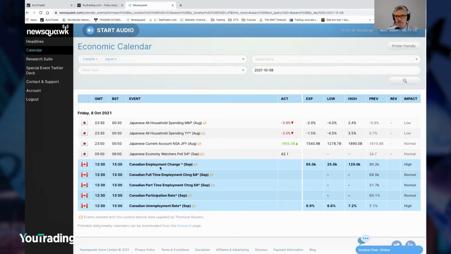Later on today, at the same time as we get NFP, we also get the Canadian employment data. So we get Canadian employment change, and they're expecting a decrease from the previous reading. The expectations are for 65,000 new jobs, down from 90.2. And then for the unemployment rate, they are actually looking for it to drop. Those two metrics are probably going to be the market moving elements for the Canadian dollar.